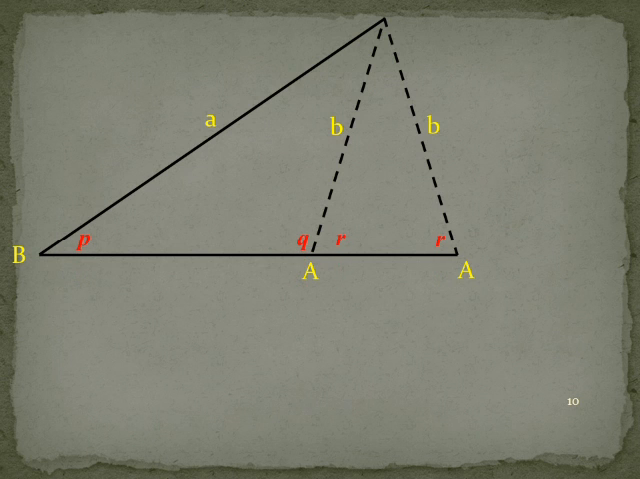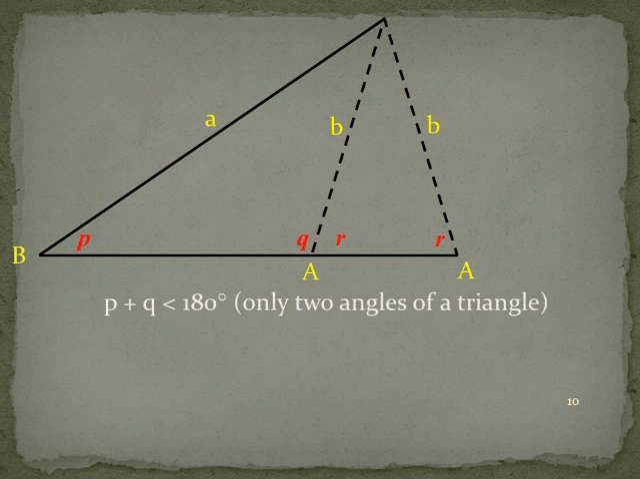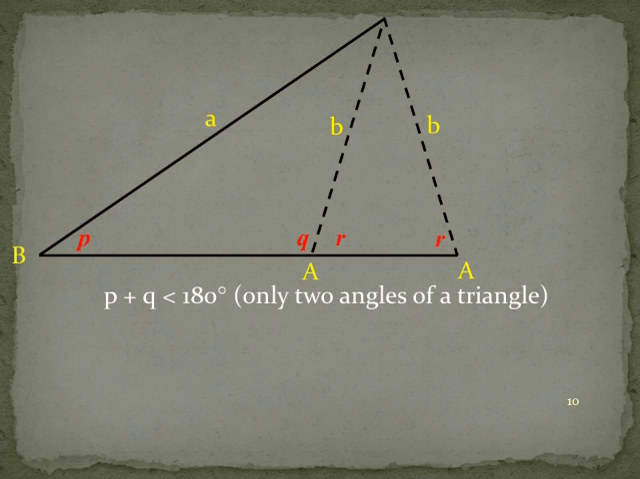Okay, so I'm going to show you a little trick with this one, to understand when you've got the ambiguous case. I'm going to label the acute angle down at B to be P, the acute angle inside the isosceles triangle to be R, so you've got two of them on the base, and the obtuse angle at that point A in the middle there is Q. Now we know that P plus Q is less than 180 degrees because we've only got two angles of the triangle.